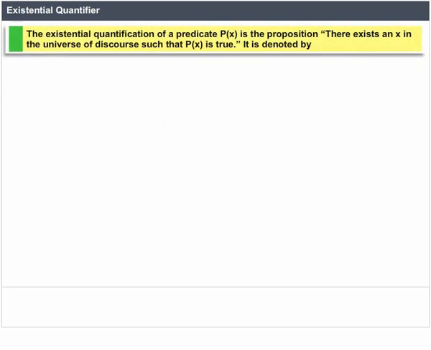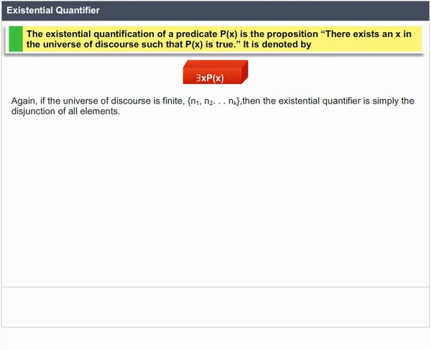Existential quantifier. The existential quantification of a predicate P of x is the proposition: there exists an x in the universe of discourse such that P of x is true. It is denoted by there exists x, P of x. Again, if the universe of discourse is finite, n1 through nk, then the existential quantifier is simply the disjunction of all elements.